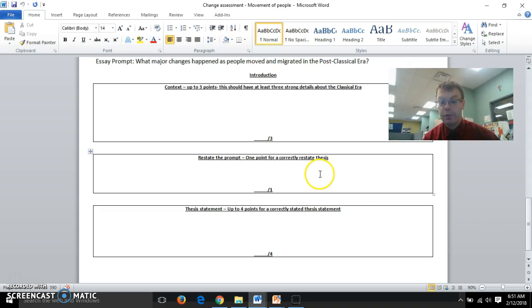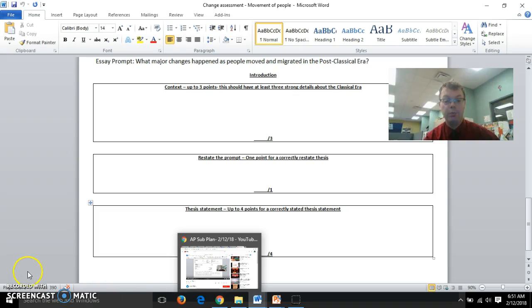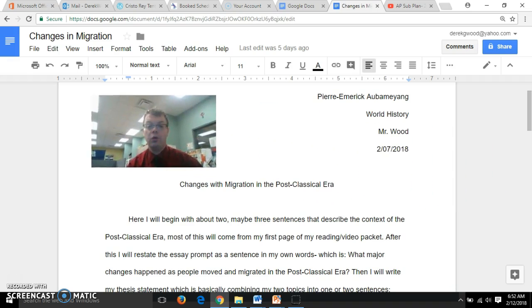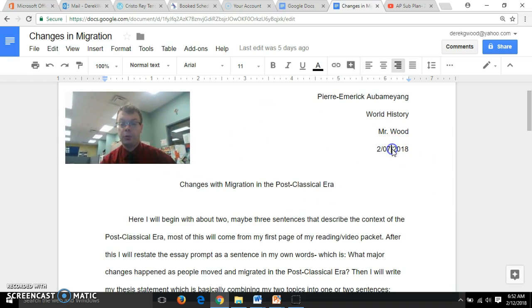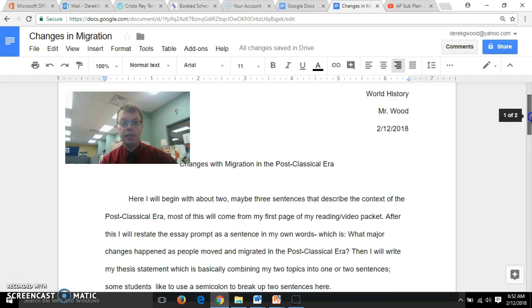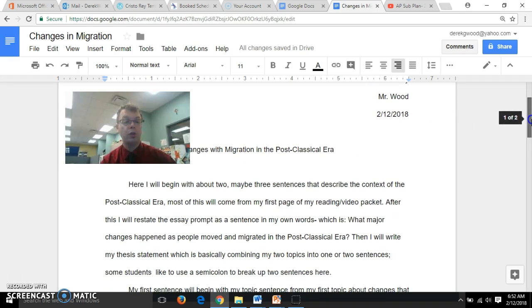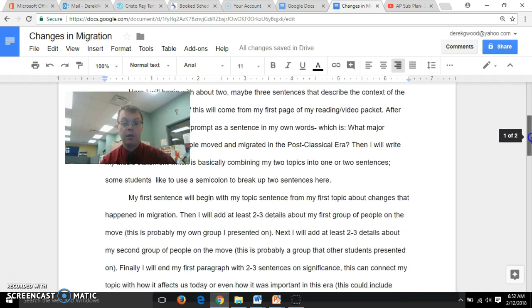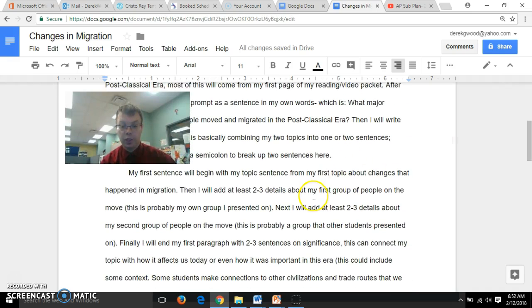So let me go over the expectation of what's supposed to be done and show you an example of our paper. Here we can see what your paper is basically supposed to look like. Let me change that date here real quick. All right, so you put your name, world history, your teacher's name, and the date. Then you have here your title, and here we have the intro, but you will not need to do the intro today. Today, you will need to work on your first body paragraph, which is right here.